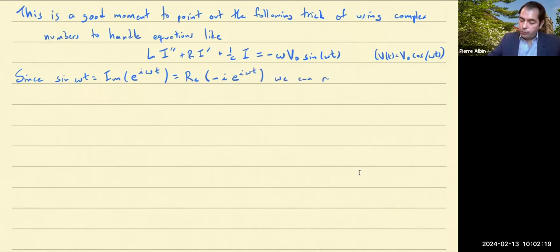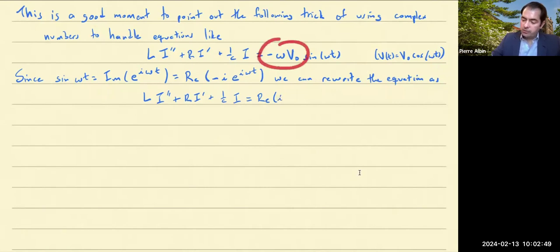And that allows us to rewrite the equation as L times I double prime plus R I prime. So 1 over C I is equal to the real part of minus I e to the I omega t. Actually, no, I left out the coefficient. Since I already had a minus omega V naught here, I should put I omega V naught e to the I omega t.